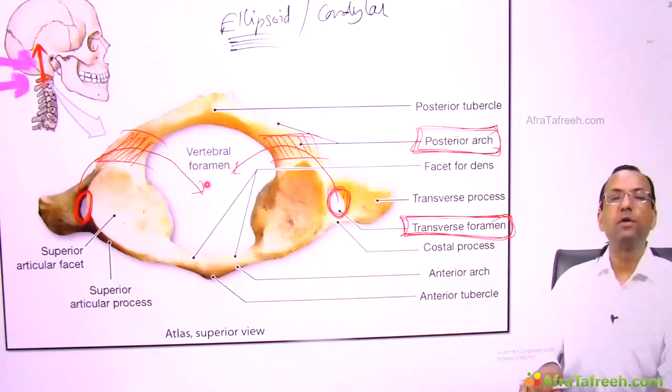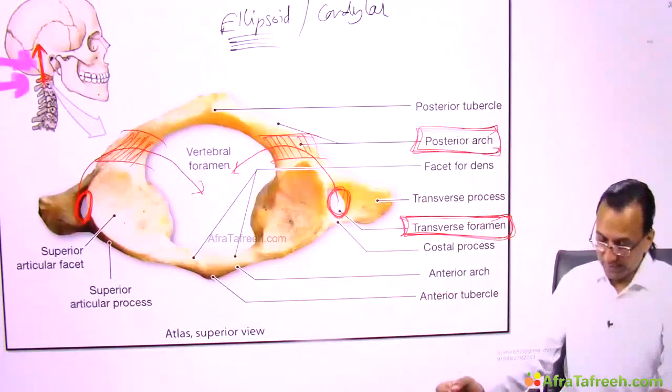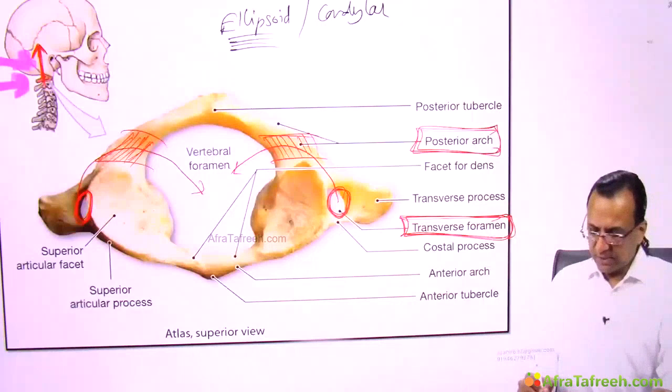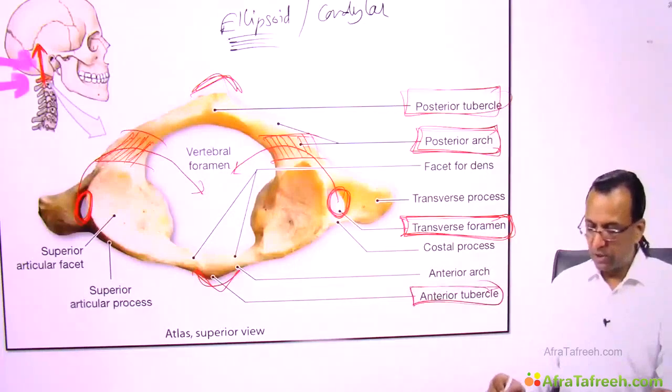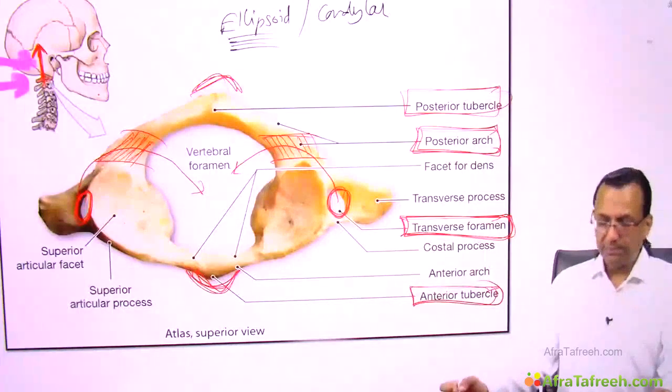Upwards. Yes, upwards. Okay. I think there is an anterior tubercle here, and there is a posterior tubercle there. Yes, that is posterior, so posterior tubercle. This is anterior, so anterior tubercle.